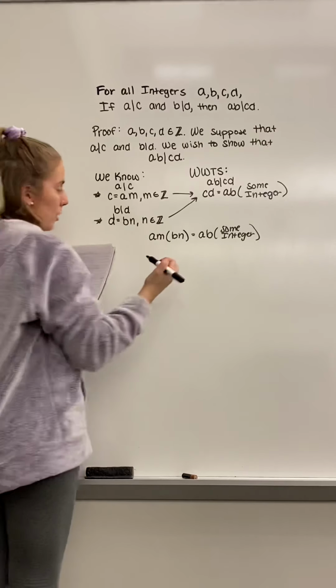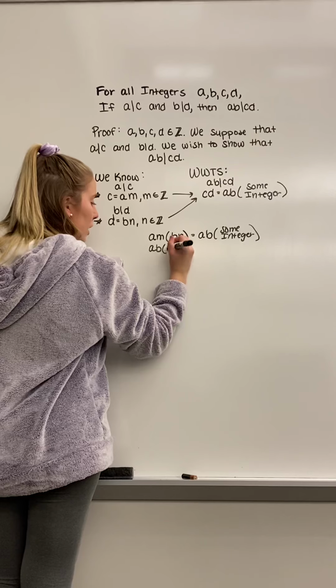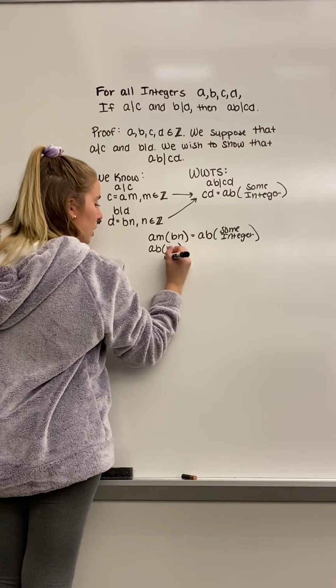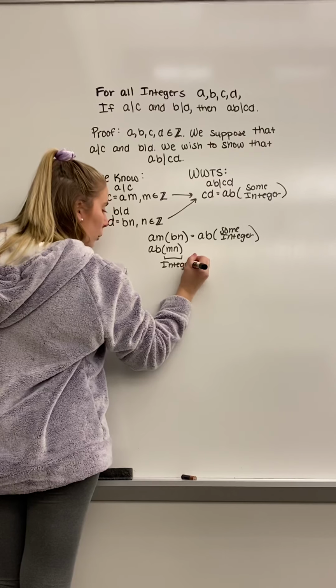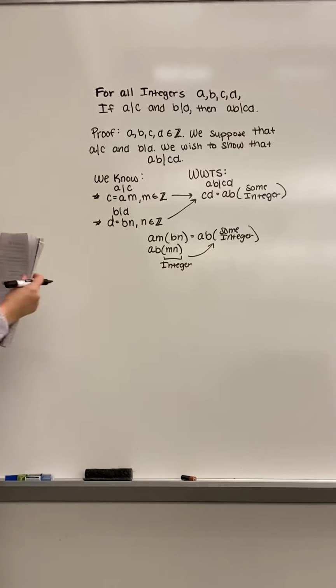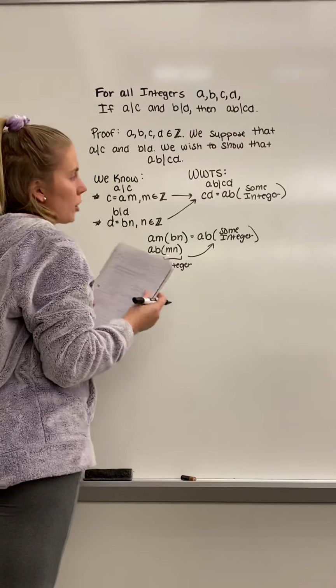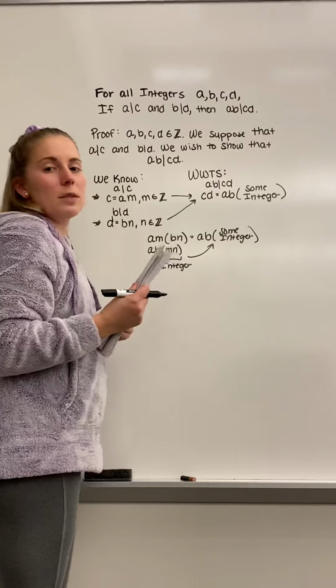We can then factor out an a and a b, which then gives us m times n, with m times n being an integer. We have then solved the right side of this equation, figuring out what our some integer is, proving that a times b divides c times d.